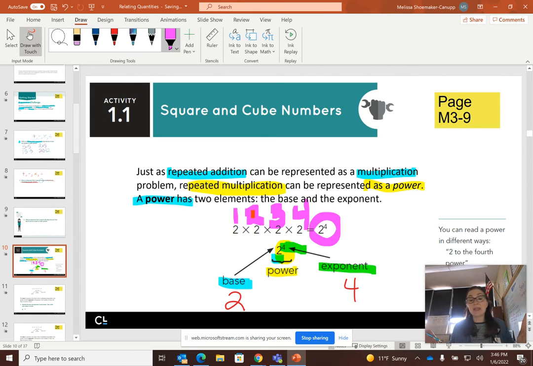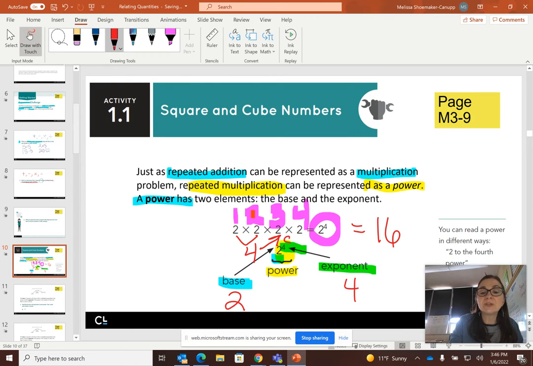Now, this is not 8, okay, because think about it. I have 4 2's. 2 times 2 is 4. 4 times 2 is 8. 8 times 2 is 16. So if you're told to evaluate or solve it, your answer is actually 16. Okay, I'll practice that more with you. Now, if you don't have all that written down, pause it. Make sure you have it written down before you move on.